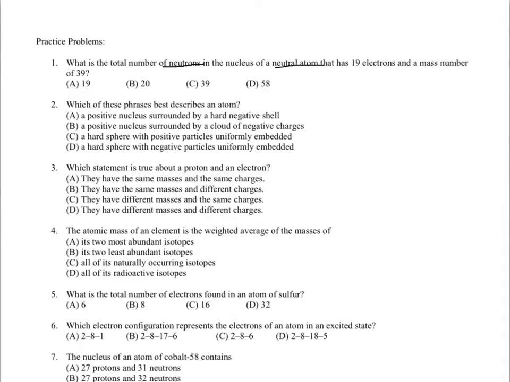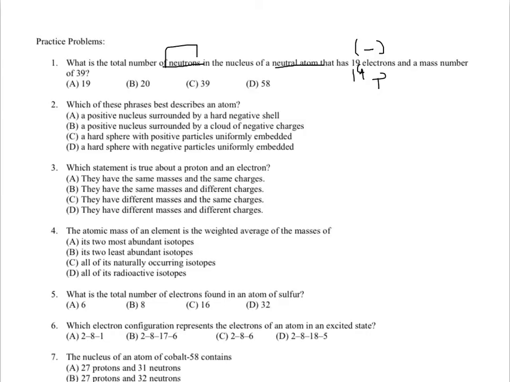So if we have 19 electrons, we recall that electrons have a negative charge. So we'll have to have some protons. So we must have the same number of protons. So here we'll have 19 protons and 19 electrons. But what we're looking for is neutrons.